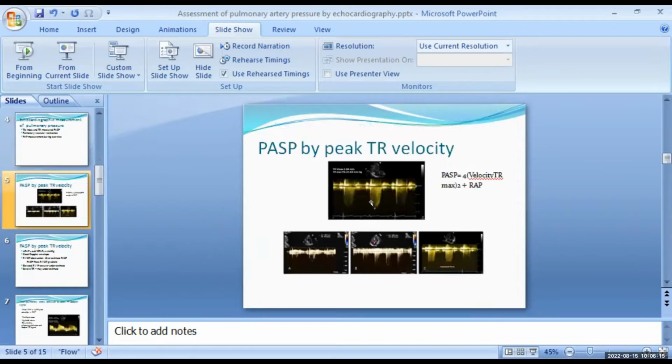Now I'm going to detail the methods that most of our colleagues are using in their daily practice. The pulmonary artery pressure assessment, systolic pressure by peak TR velocity. We use the simplified Bernoulli's equation to assess the pressure, that is 4V squared.